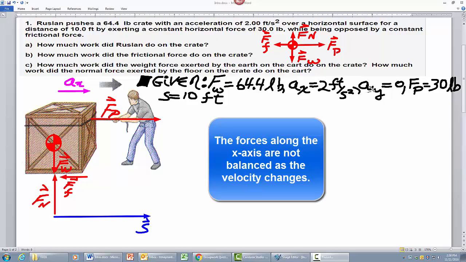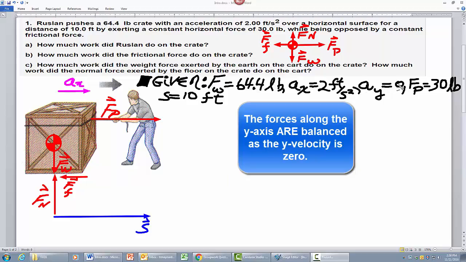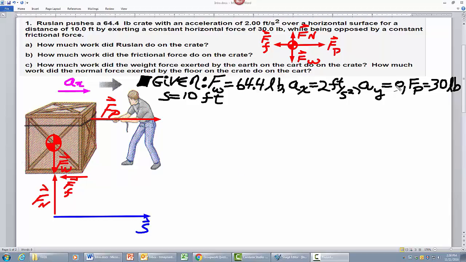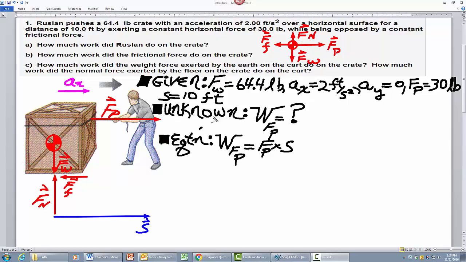However, along the y-axis, the velocity is constant. The box is at rest along the y-axis. Its acceleration along the y-axis is 0, and all the forces are balanced along the y-axis. Therefore, the magnitude of the weight force is the same as the magnitude of the normal force. The unknown. What is the work done by Ruslan? Ruslan exerts the pulling force F sub P. So we need to know the work by F sub P.